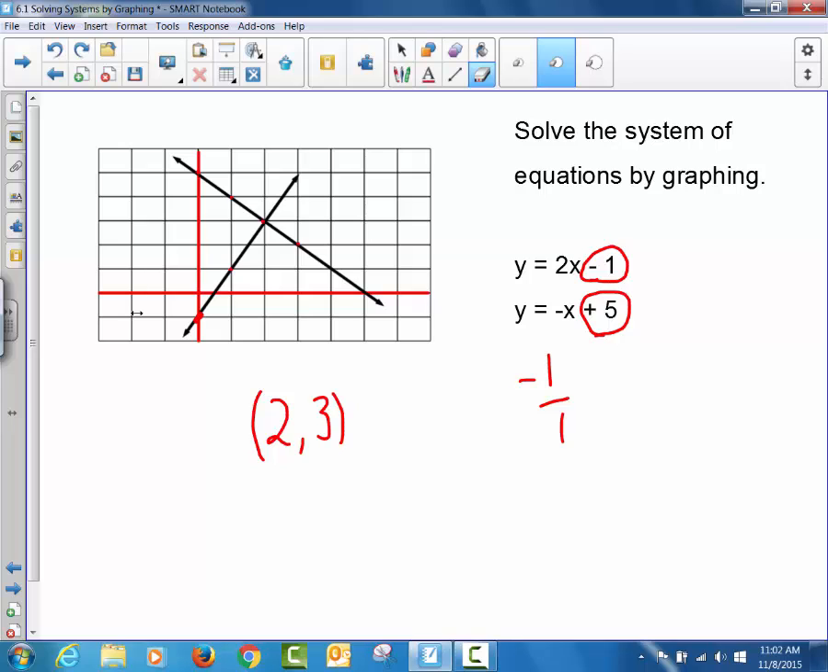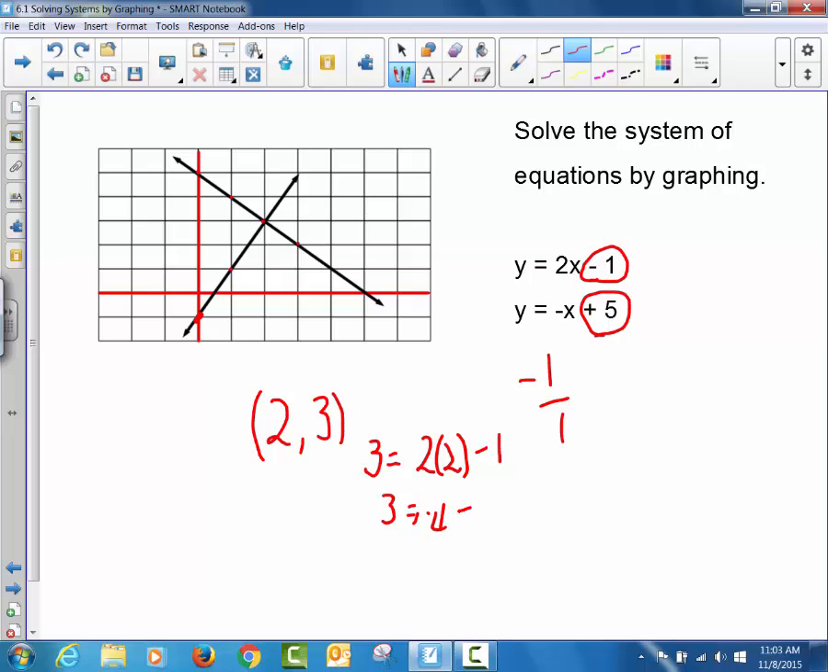Now let me show you what I mean by being the solution to the system of equations. I told you that you should be able to take the 2 and the 3 and put it into each equation and come up with a true statement. So let's see if we do that. We've got 3 for y, so 3 equals, and the x we replace with the 2, minus 1. So 3 equals 4 minus 1, and that gives us 3 equals 3, which is a true statement. Then we do the same thing with the other one.